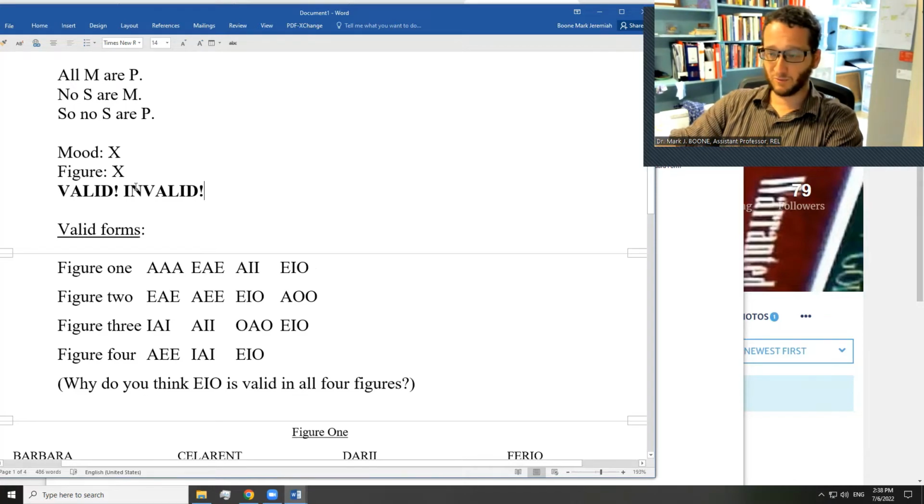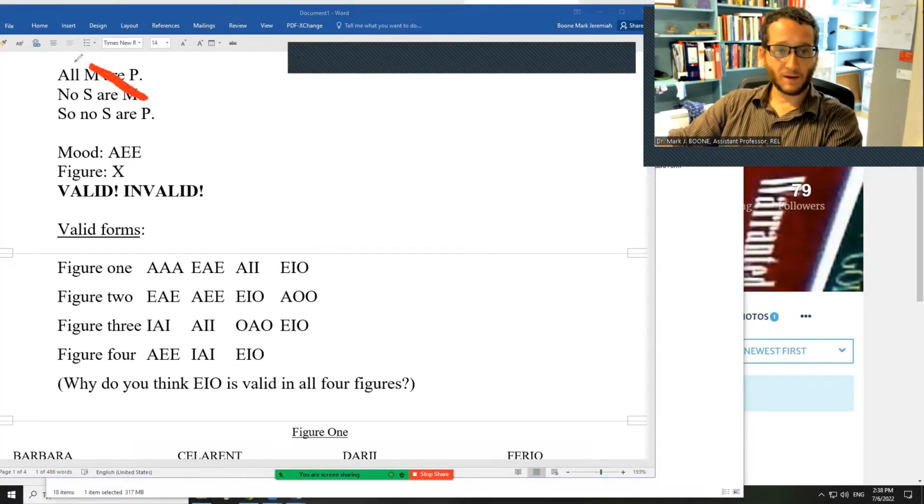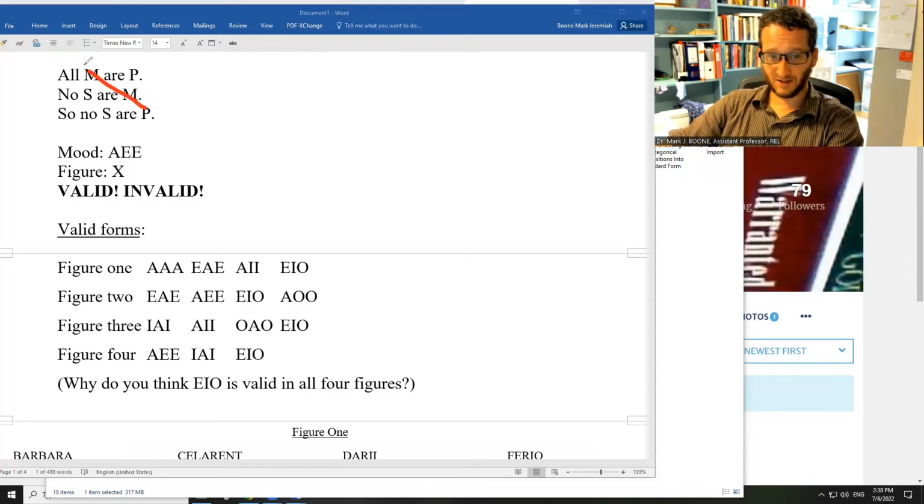All M are P, no S are M, so no S are P. What is the mood? The first premise is an A form proposition, all. The second premise is no. The conclusion is also no. So the mood is AEE. And then the figure is 1, because M, the middle term, appears first in the first premise and second in the second premise. That makes it figure 1.